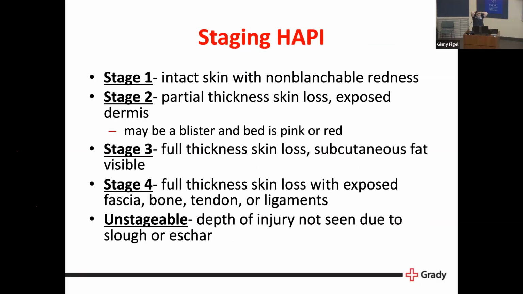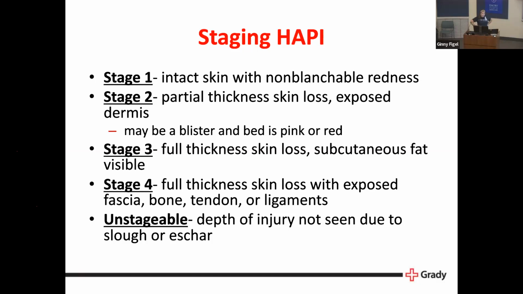All right. So when it comes to staging our hospital-acquired pressure injuries, stage 1 is intact with non-blanchable redness. Okay. Stage 2, you've got exposed dermis. So we've got a break in the skin now. So partial thickness skin loss. It can be a blister if it hasn't opened yet. And the bed of it's going to be pink or red.